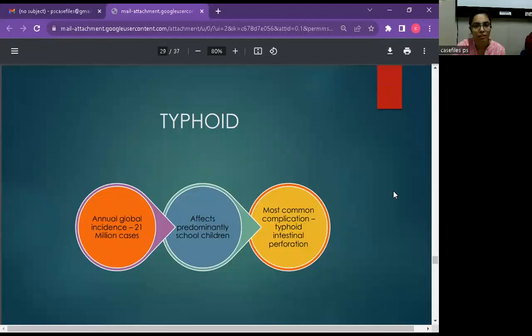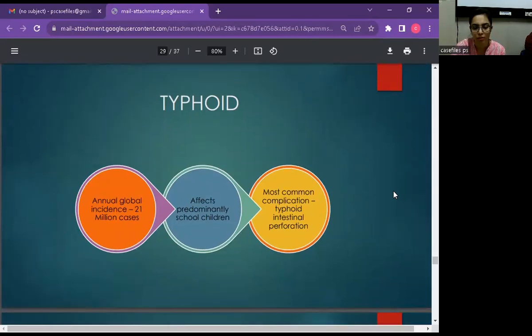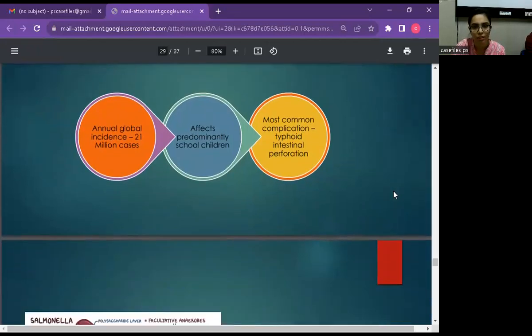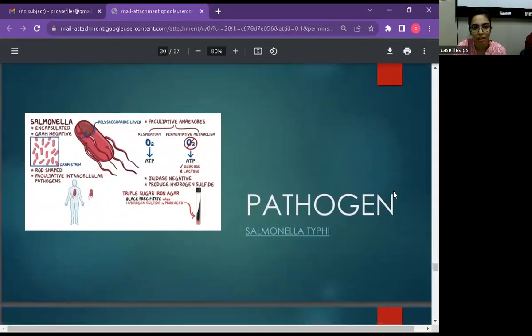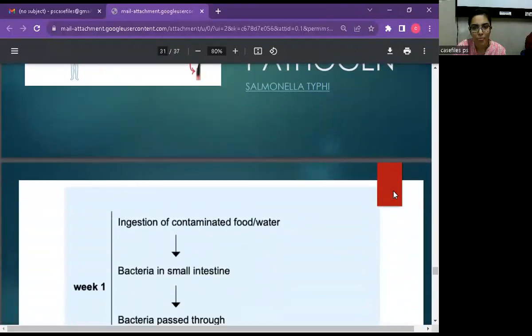Second disease is typhoid. The annual global incidence of typhoid is 21 million cases; in India, it affects predominantly school-going children. The most common surgical complication is typhoid intestinal perforation, which we deal with in surgery. The pathogen is Salmonella typhi, which is a gram-negative bacillus.